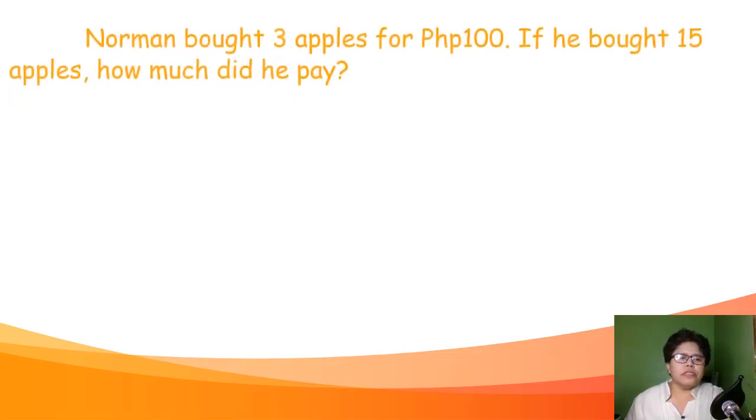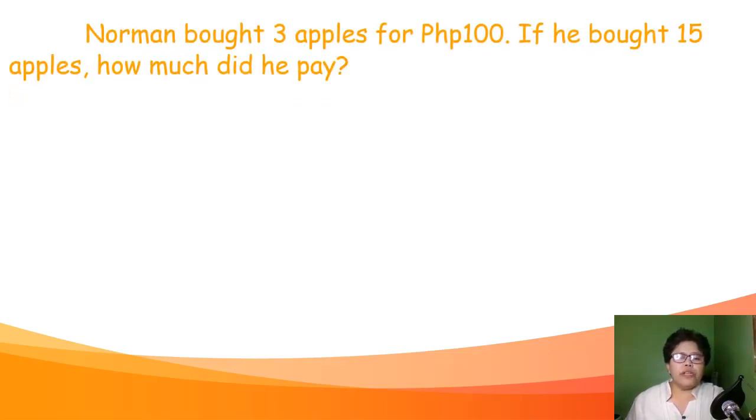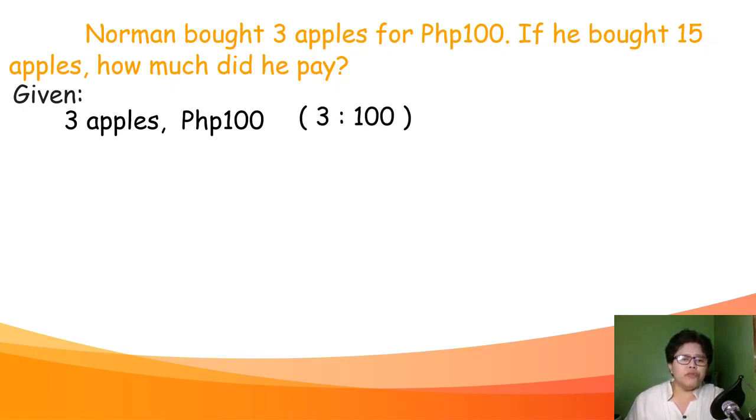Alright, let's have the second example. And that is, okay, Norman bought 3 apples for 100. If he bought 15 apples, how much will he pay or how much did he pay? Given are 3 apples out of 100 pesos, diba? So the ratio for this would be 3 is to 100. Ang ating second ratio would be, okay, 15 apples. Okay, kasi 15 apples yung binili niya. And then dito, dahil hindi pa natin alam kung magkano ang bayad, that would be n. So 15 apples. And for the second ratio, which is 15 is to n.